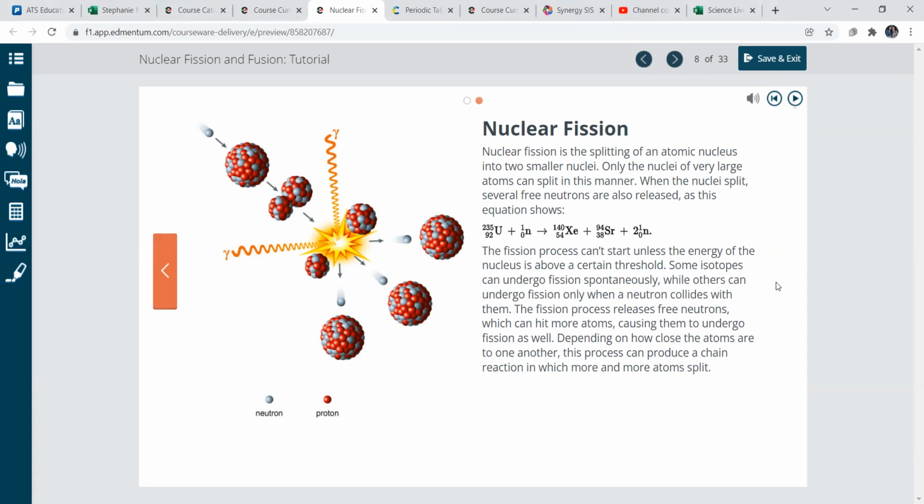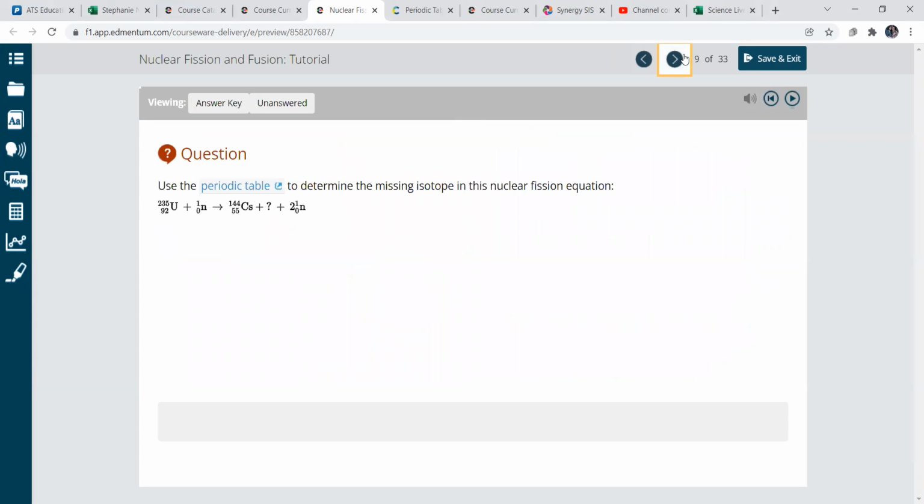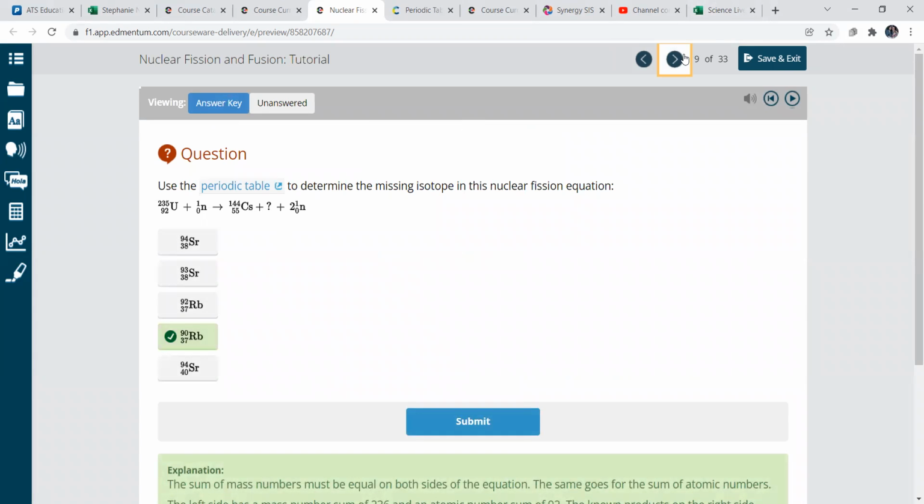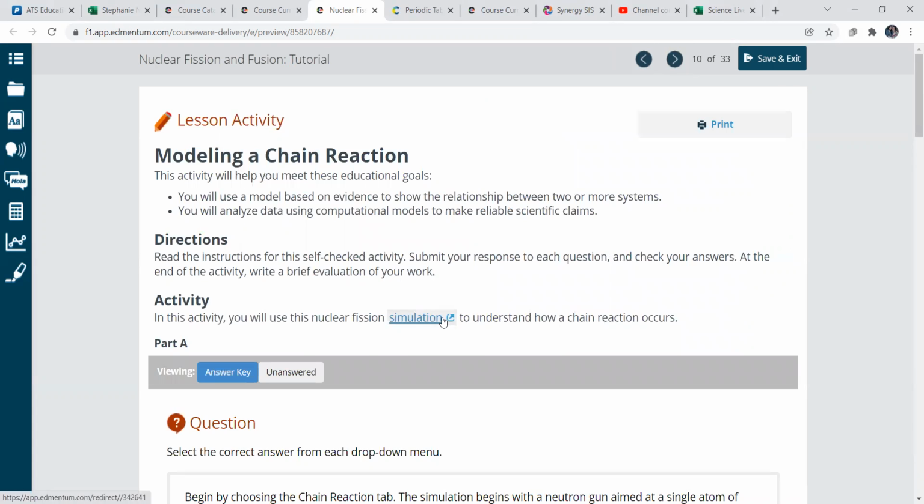So you can see it's the splitting of an atomic nucleus into two smaller nuclei. So what do we have here? It's splitting it into two smaller nuclei, and it's breaking it apart kind of like that. Nuclear fusion, as we know, is slightly different because it's doing a little bit different of a reaction. Let's look at the simulation we have here.